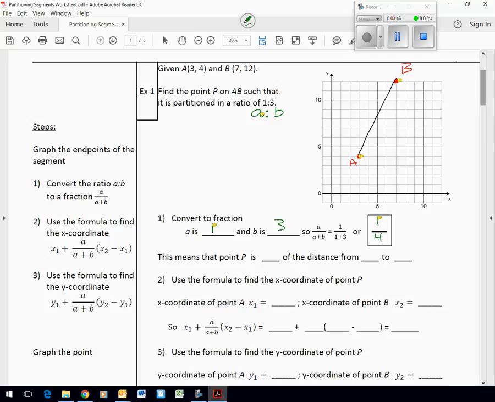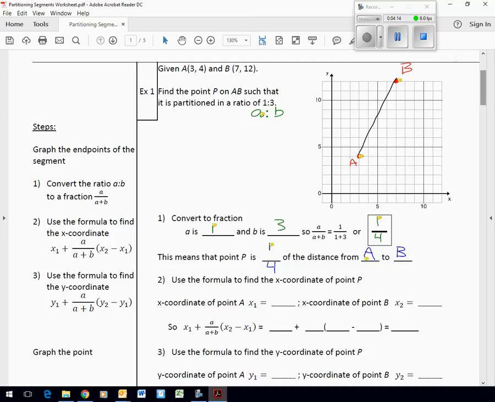This means that point P is 1/4 of the distance from A to B. Right, clear on that one? Any questions on how I got that fraction? I'll go over it a couple more times today, so if you didn't get it the first time, no problem.